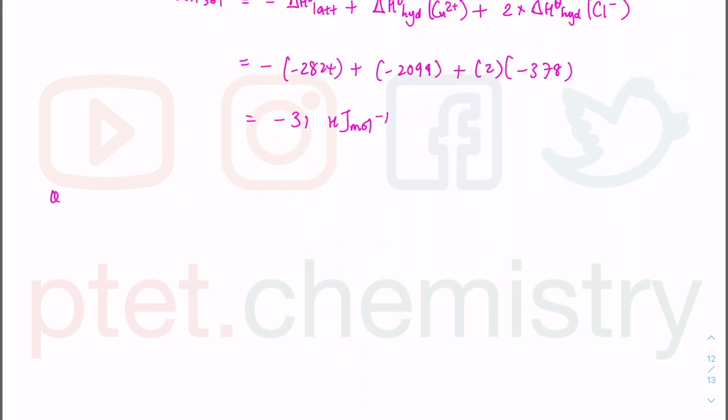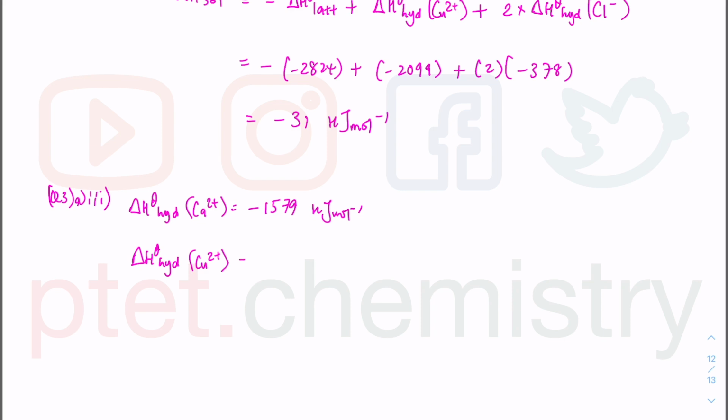This is question 3A part 3. So you're talking about the enthalpy of hydration of calcium 2 plus, which is minus 1579 kilojoule per mole. And then obviously given in the previous part of the question, the hydration enthalpy of copper 2 plus is minus 2099 kilojoule per mole. So given that both are plus 2 charge, the only reason why the hydration enthalpy is different must be due to the size, the ionic radius.